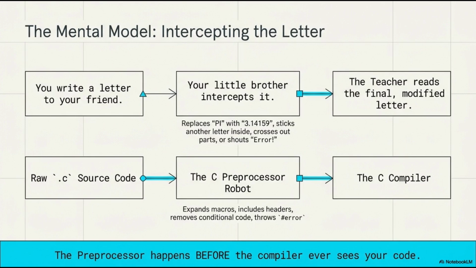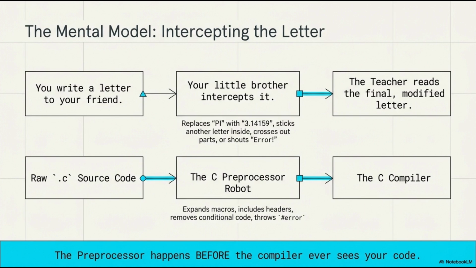Let's think about how this robot actually operates. Let's say you're writing a letter to a friend. But before that letter ever gets to its destination, your little brother intercepts it. He goes through and replaces the word pi with 3.14159. Maybe he sticks a whole other letter inside of yours, crosses out some paragraphs you specifically told him to hide, or he just yells error and stops the delivery entirely. Finally, the teacher, or in our programming case, the compiler, reads this final modified letter.